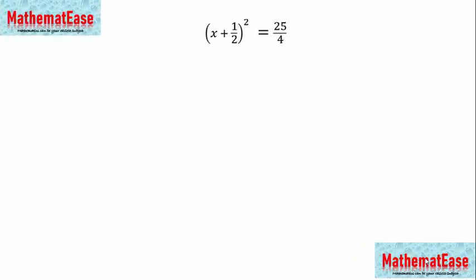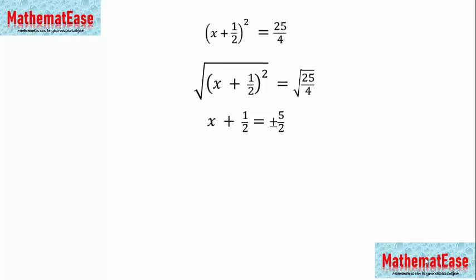So you will have (x + 1/2)² = 25/4. Then you find the square root of both sides. The square root cancels the square. Then the square root of 25/4. When you get to this level, it means two things: x + 1/2 = +5/2, or x + 1/2 = −5/2. When you say +5/2 or 5/2, they are the same thing. So you have either +5/2 or simply 5/2, or x + 1/2 = −5/2.